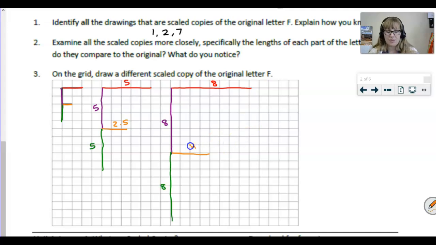And now the last one, what if I wanted to make it smaller? So now I'm just going to do 1. Well, if the top part of F is 1, then that means the side is 1, and the lower part of the side is 1, and the arm that goes across is going to be half of that, which is only going to be halfway through.